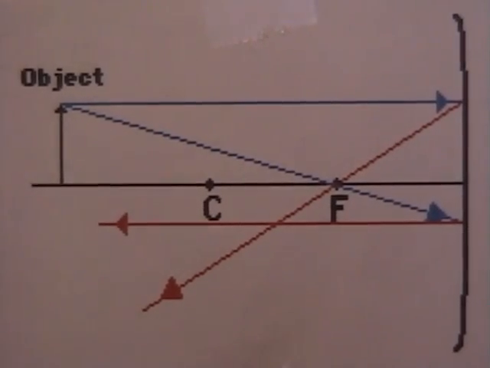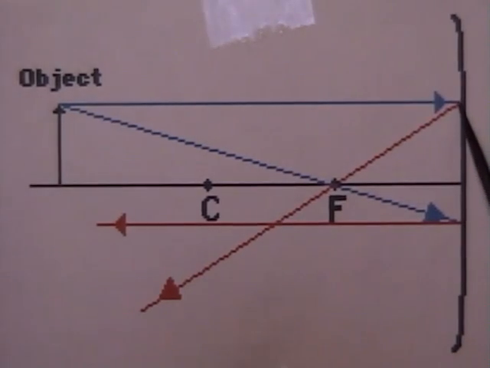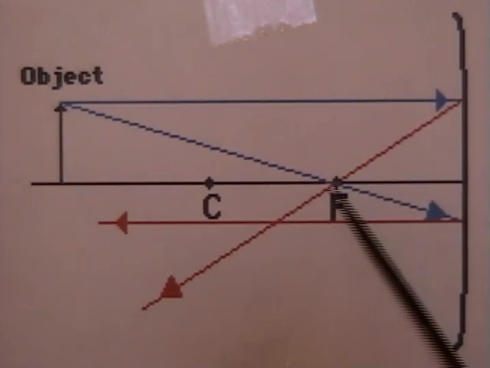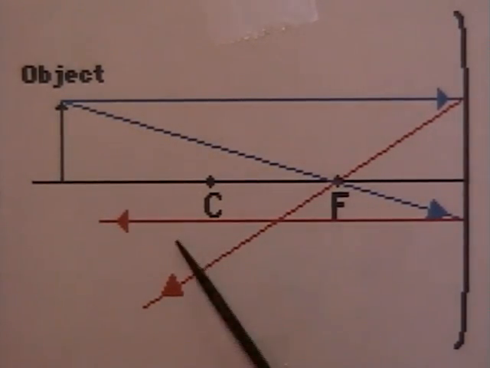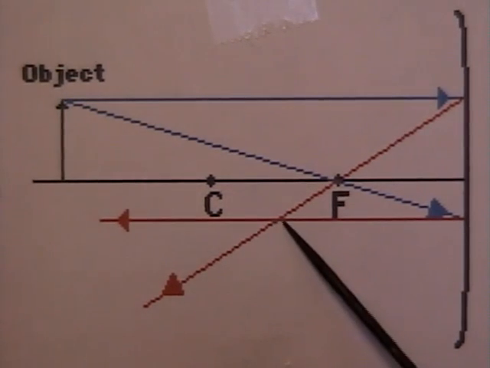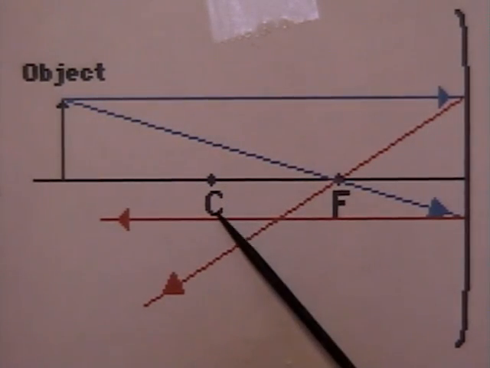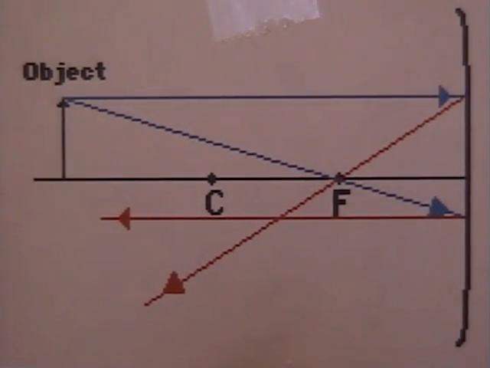Because this is a concave mirror, we will extend our lines from the one that was parallel to the principal axis through the focal point, and the one through the focal point parallel to the principal axis. Notice that our lines cross between the center of curvature and the focal.